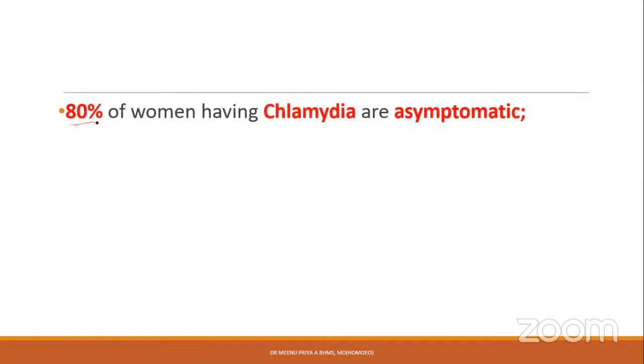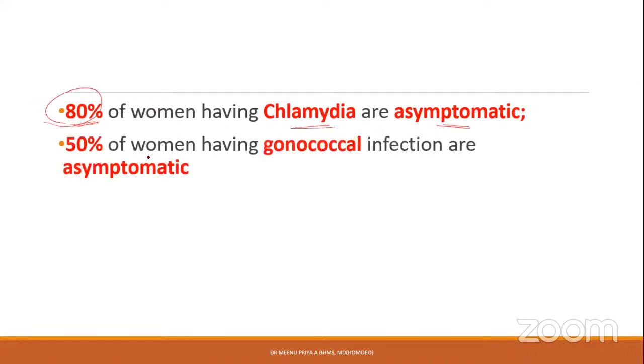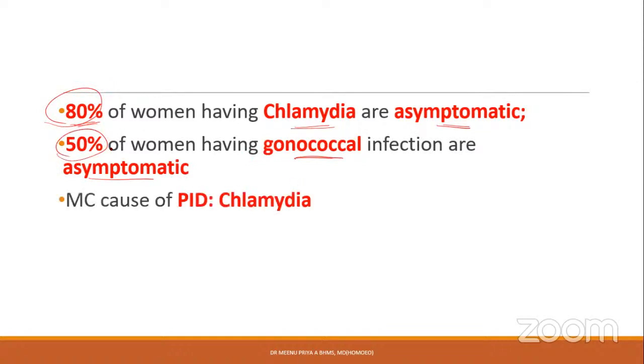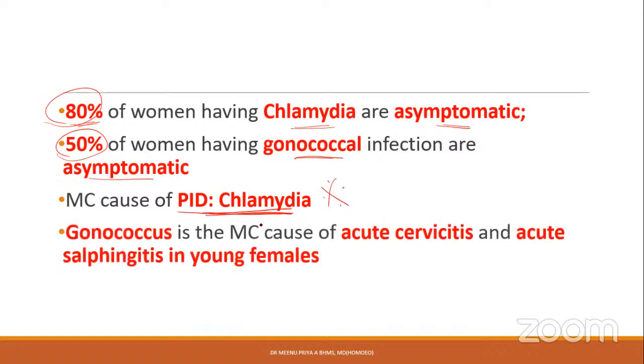As I told, most of the patients with chlamydia are asymptomatic, but the percentage is 80%, just remember. In gonococcal infection also there is asymptomatic, but 50%. So in chlamydia it is 80%, and gonococcal 50%. This is repeated because it is an important question. Chlamydia infection is the most common cause of PID. Gonococcus is the most common cause of acute cervicitis, and acute salpingitis in young females.